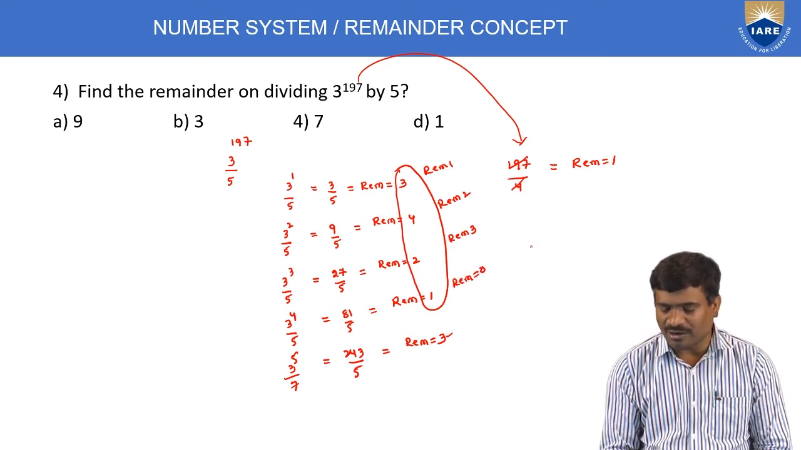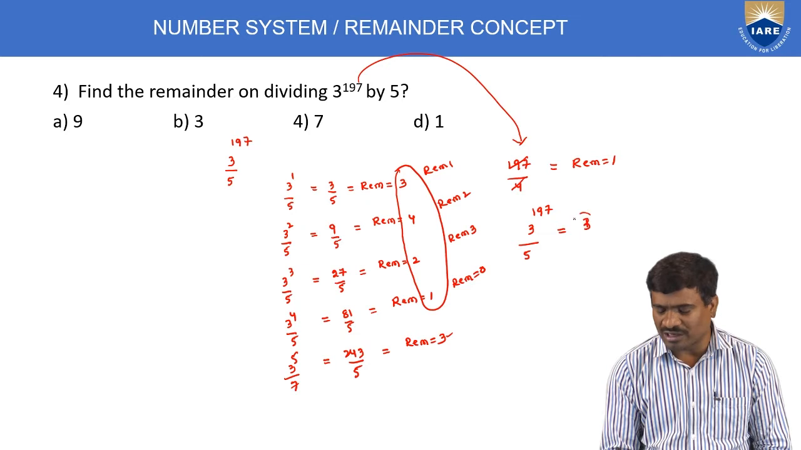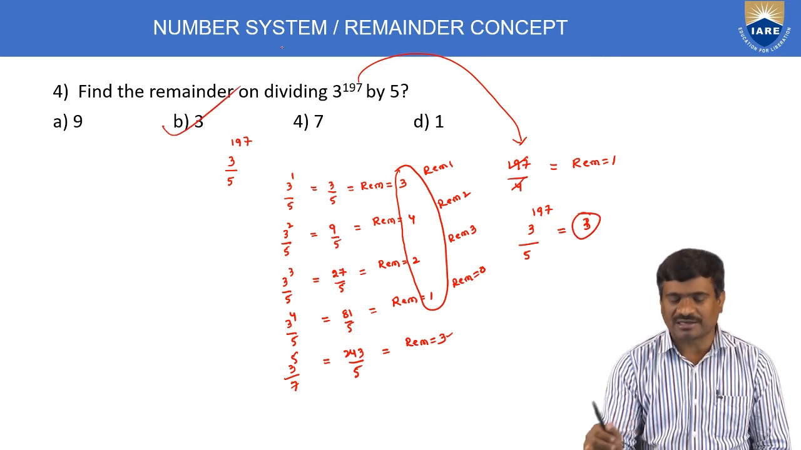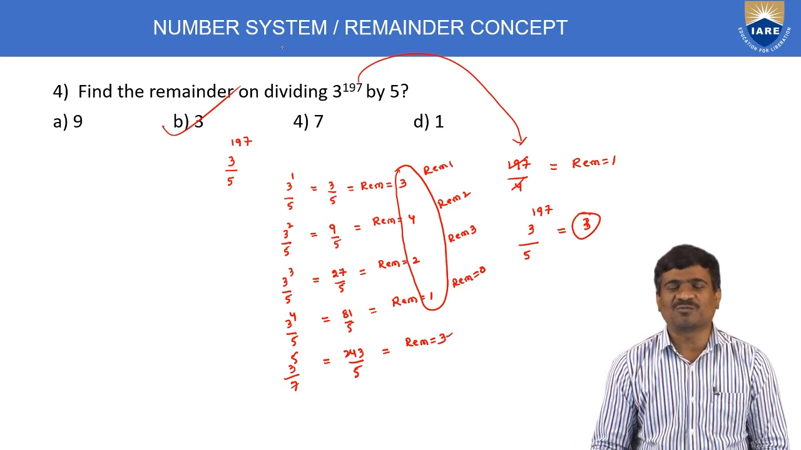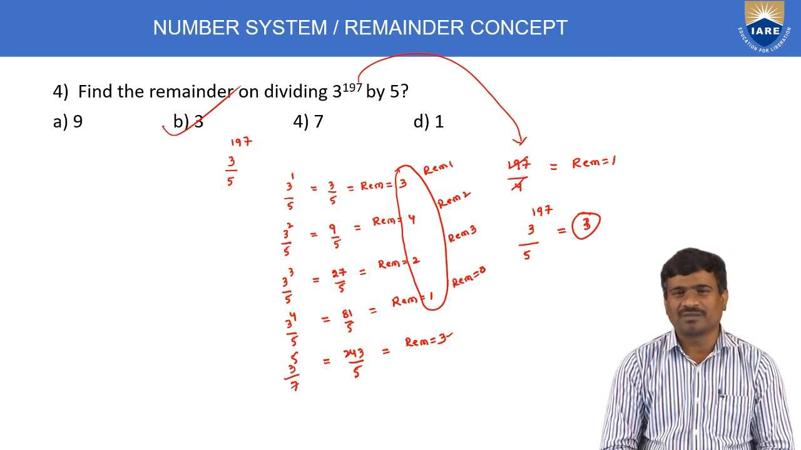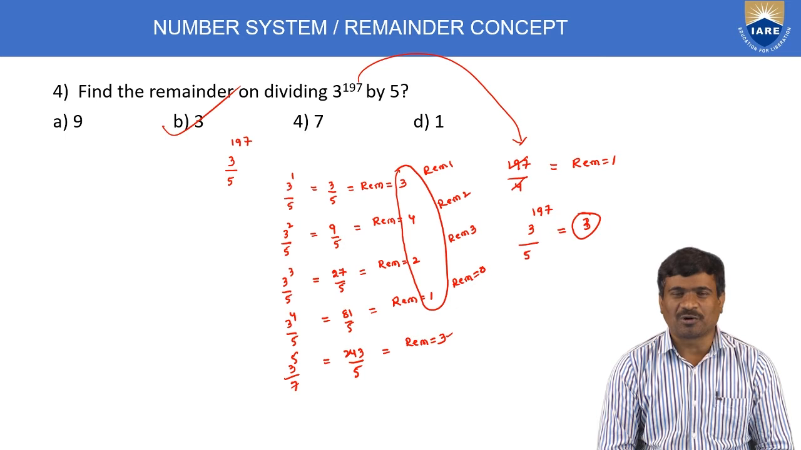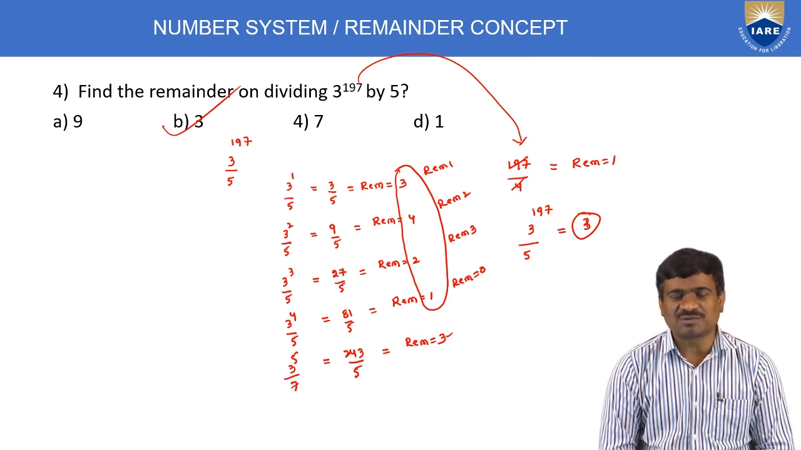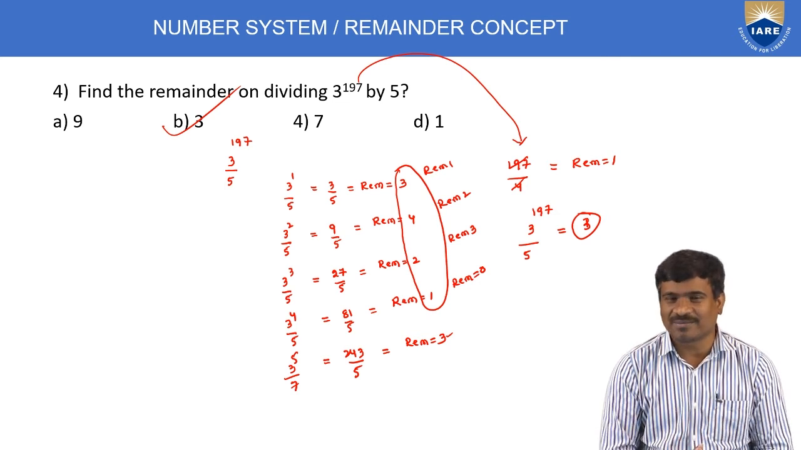Remainder 1 means the answer is the first term of the repetition. So 3 to the power of 197 divided by 5 has remainder 3. Option B only is correct. This is the fourth example method. Here the assumptions are important. Using assumptions, calculate the number of repetitions. But here 3 and 5 are not unique.